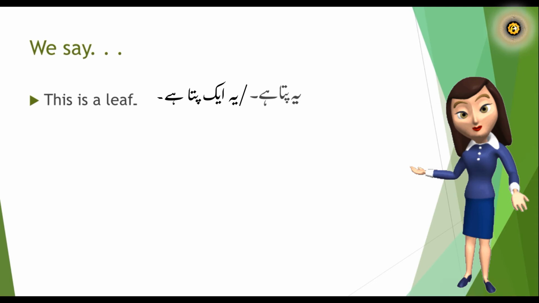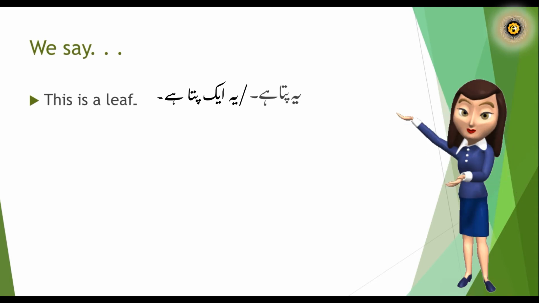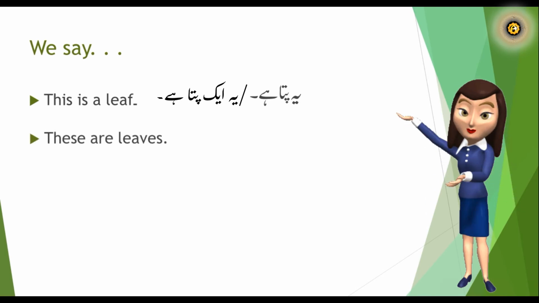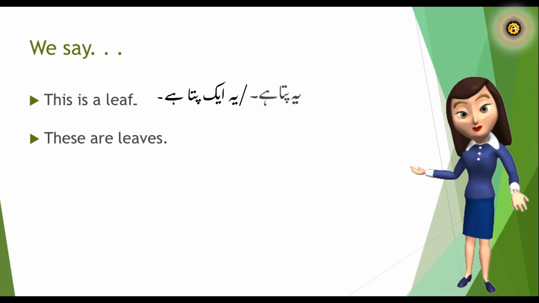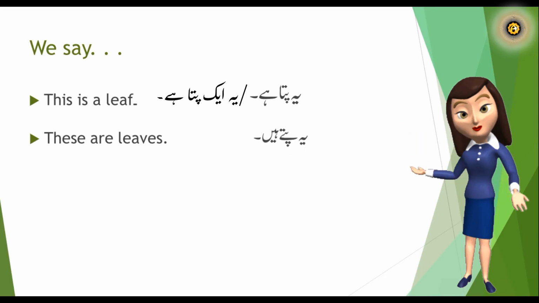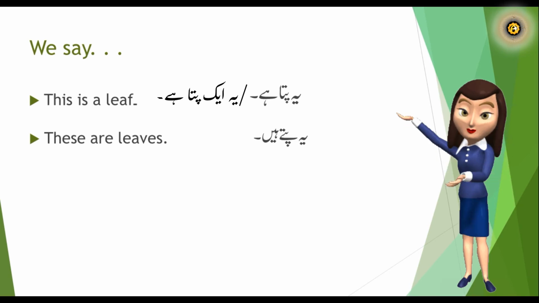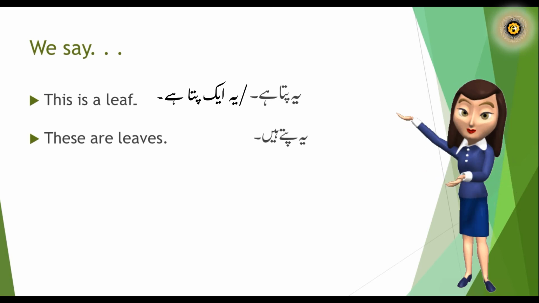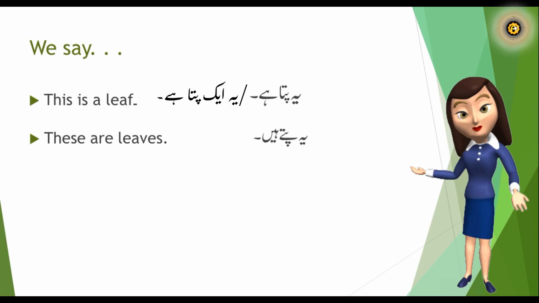This is a leaf. ये पत्ता है or ये एक पत्ता है. Or if there are many leaves, then we say these are leaves. In Urdu it would be ये पत्ते हैं. We can always say that or those, right?